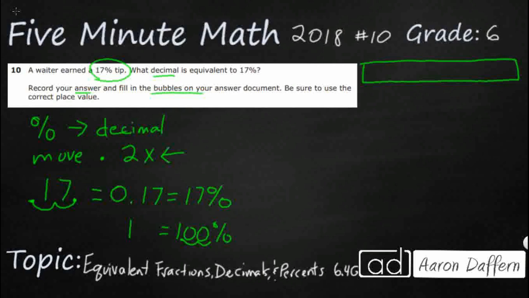Now on the 6th grade answer document, it looks like this. You've got a decimal. There's no bubbles underneath the decimal. You've got 2 places after the decimal, and then you've got 4 places to the left of the decimal. None of them are labeled. And then you have your bubbles underneath.